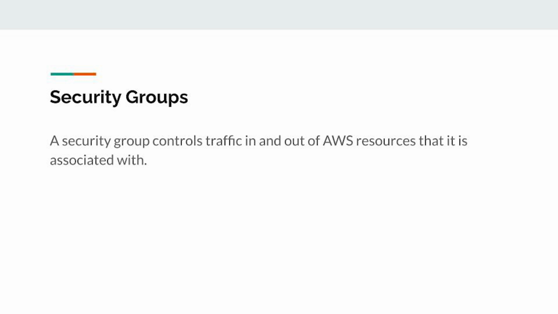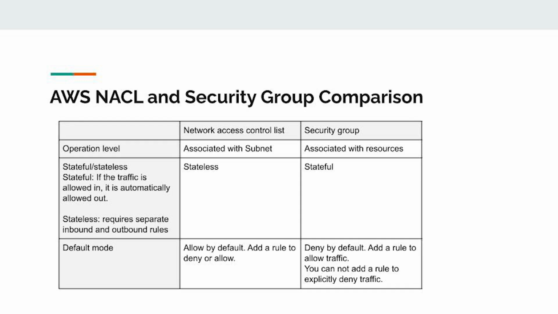The next service, Security Groups. A security group controls traffic in and out of AWS resources that it is associated with. A security group can only be associated with the resources within its own VPC.